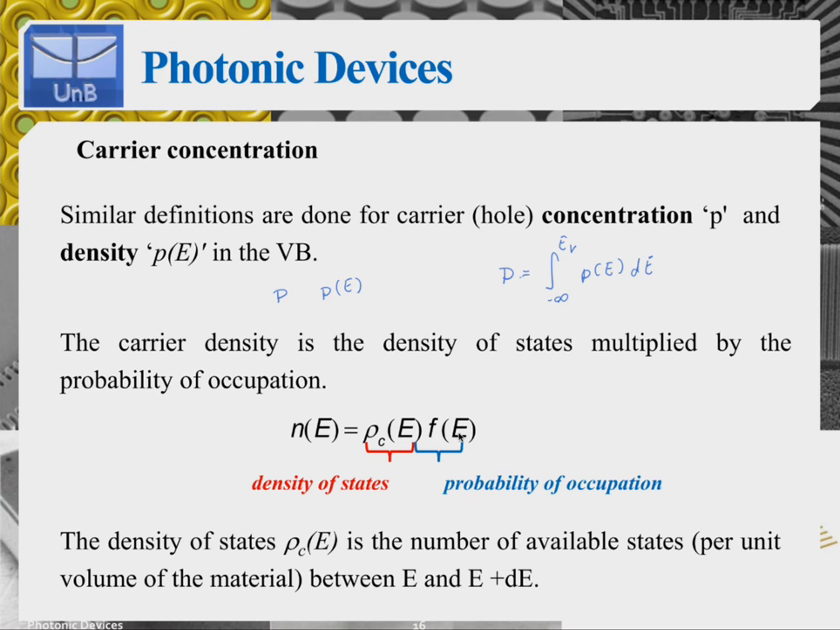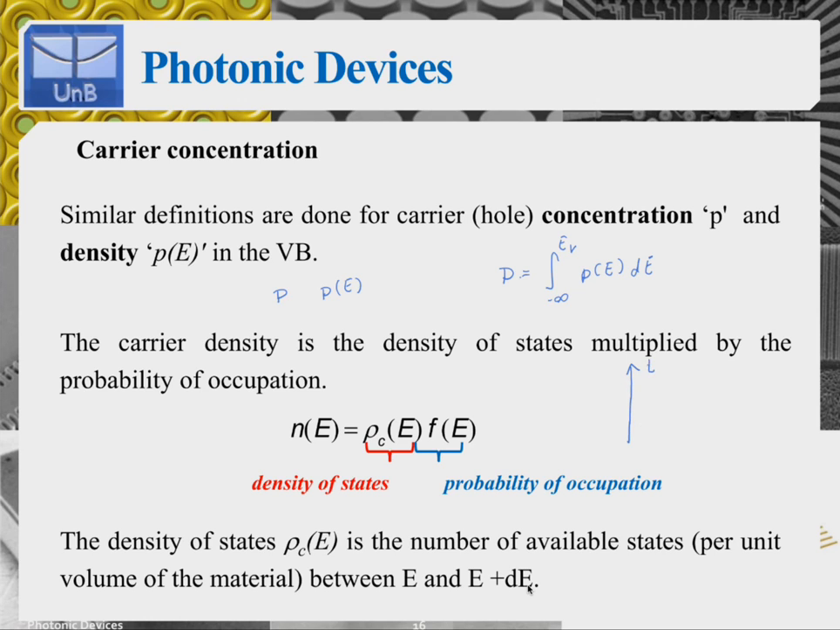This is the Fermi function, the probability of occupation, and this is the density of states, and the carrier density is the product of these two. The density of states for the conduction band, rho c of E, is the number of available states per unit volume of material with energies between E and E plus dE. Similar to the carrier density, you can define a density of states.